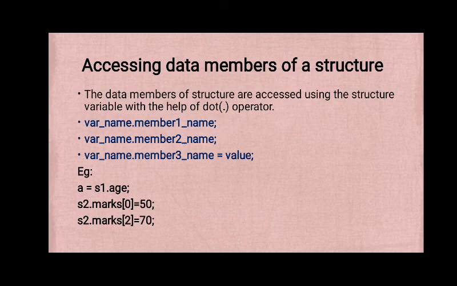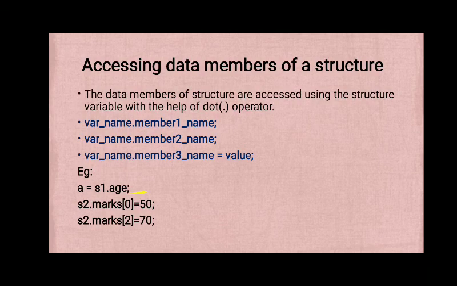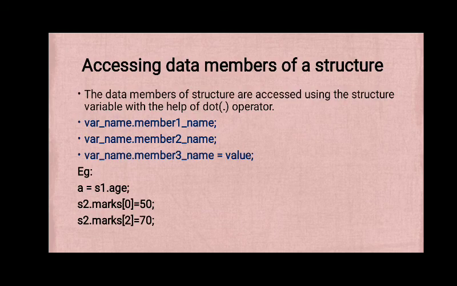For that, you have to use the variable name first, and then specify the member name. See the example here, S1 was the variable that we declared, and age is one of the data members inside. So see, S1 dot, sorry, it's not age, it's roll number.